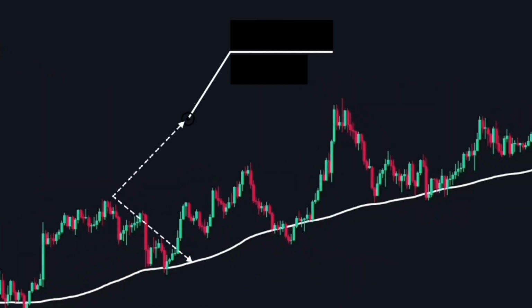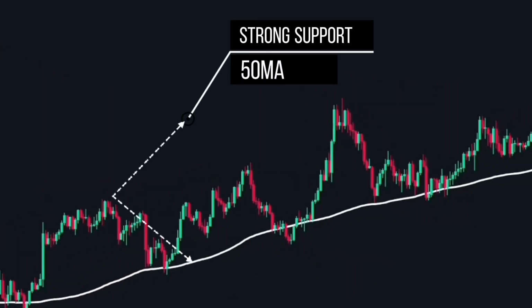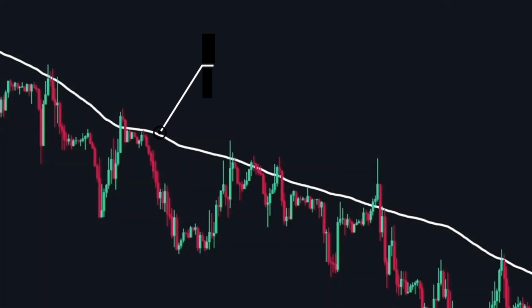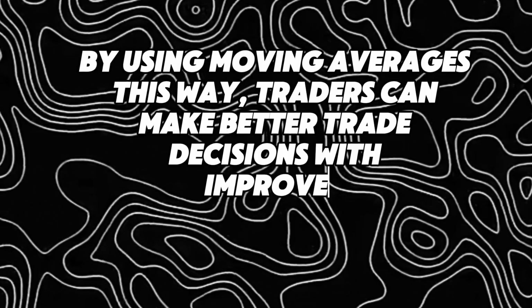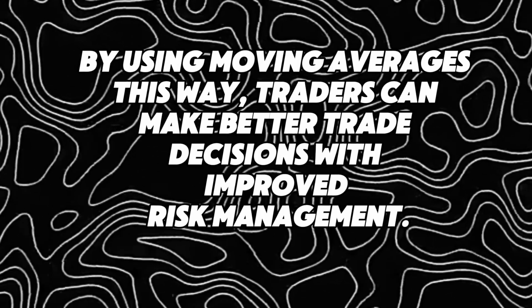For example, if a stock is in an uptrend and bounces off the 50 MA multiple times, this confirms the 50 MA as a strong support level. Similarly, if a stock is in a downtrend and repeatedly gets rejected by the 50 MA, it acts as strong resistance. By using moving averages this way, traders can make better trade decisions with improved risk management.